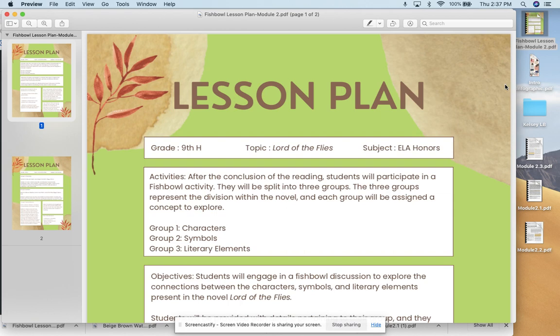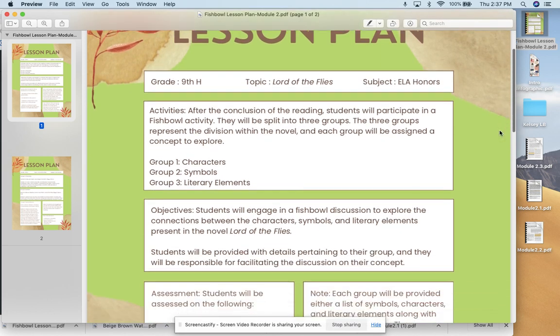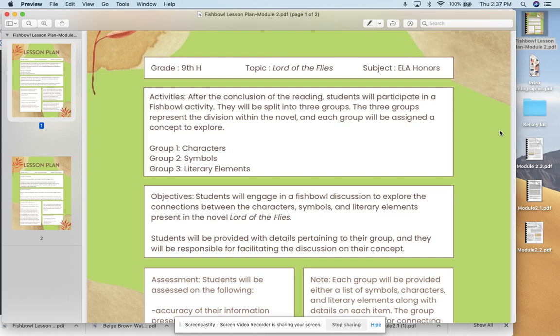the novel. So the activity, after we finish reading, students will participate in a fishbowl activity, and I typically have them split into three groups. The three groups represent the division within the novel, so I like to make a connection back to the fact that in the final chapter of the novel, there are really three groups: the group of the boys who follow Jack and Roger in their pursuit to kill Ralph, and then you have Ralph and his isolation, and then you have Sam and Eric, who are kind of the mediators in between the two groups. So I like to use the three different group numbers to parallel that.